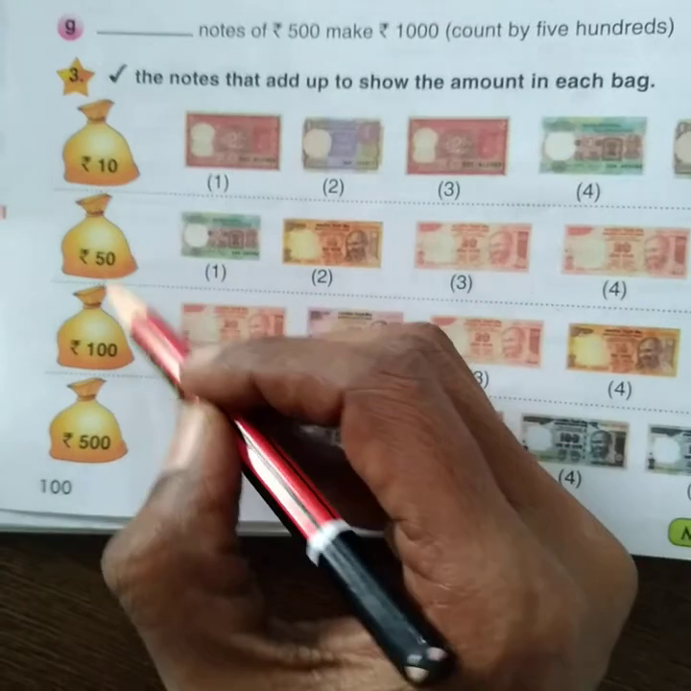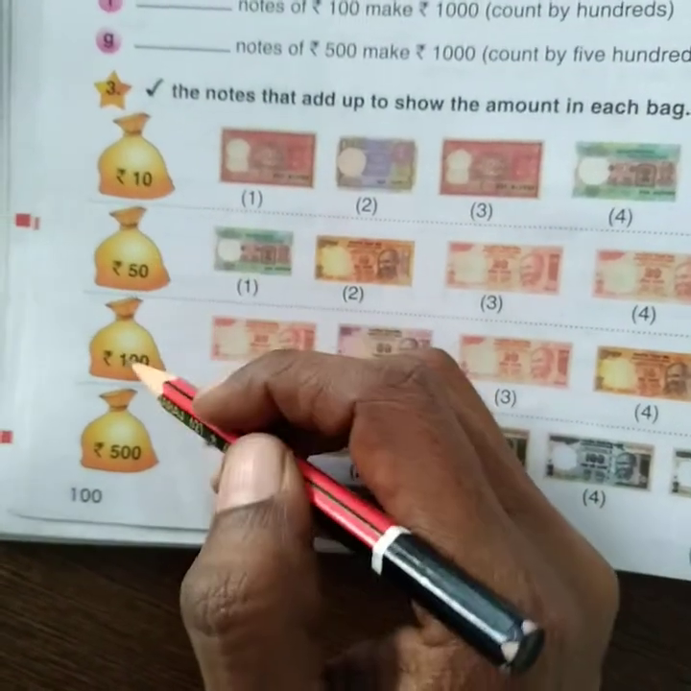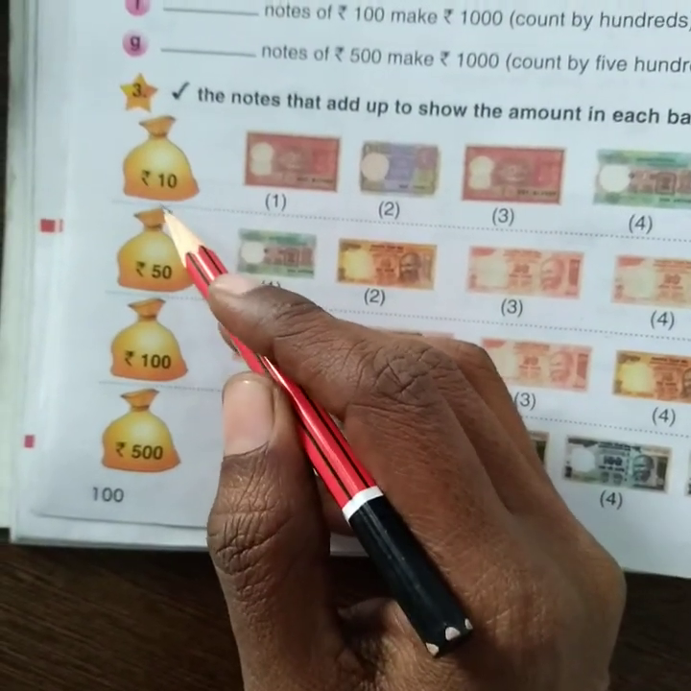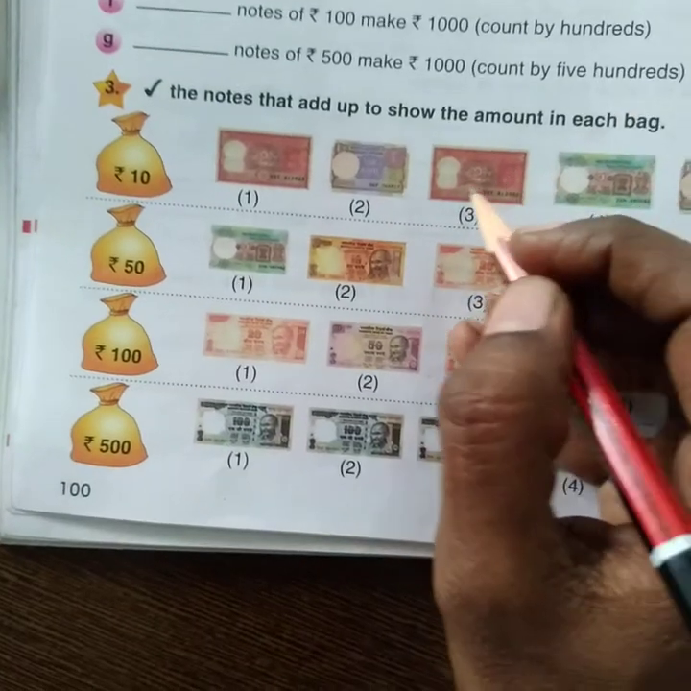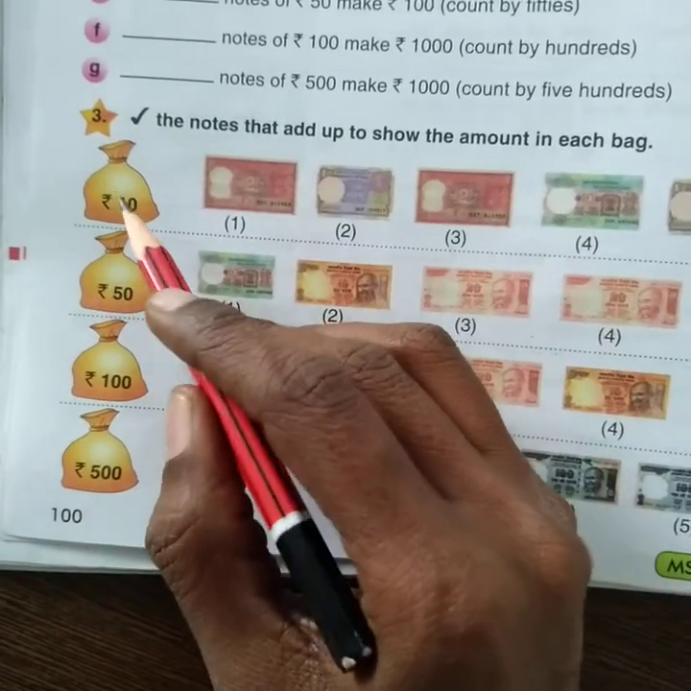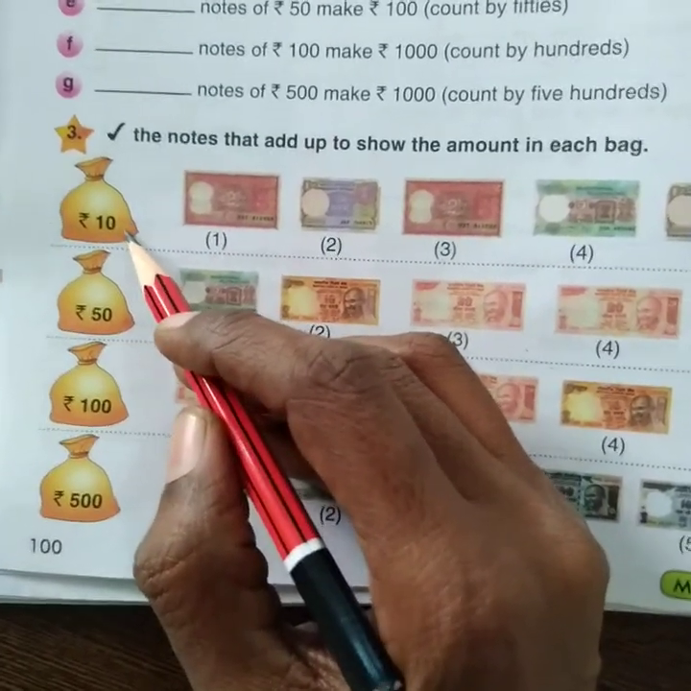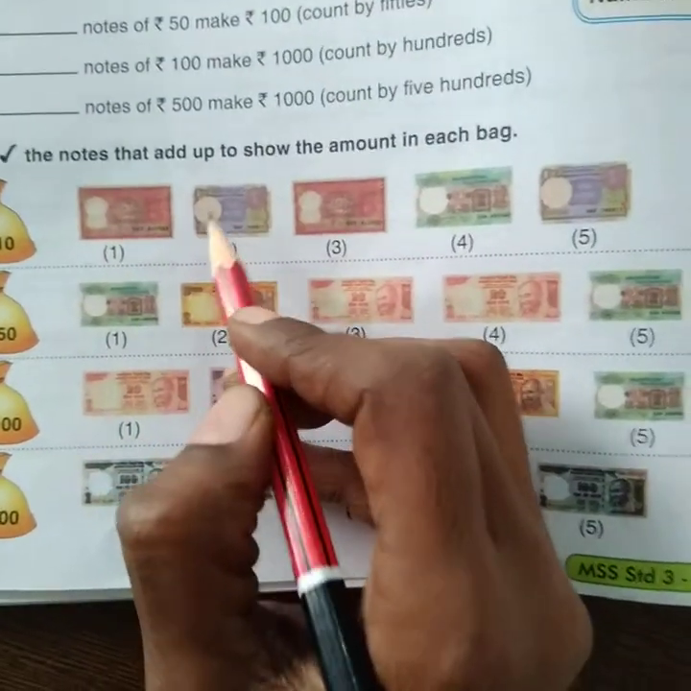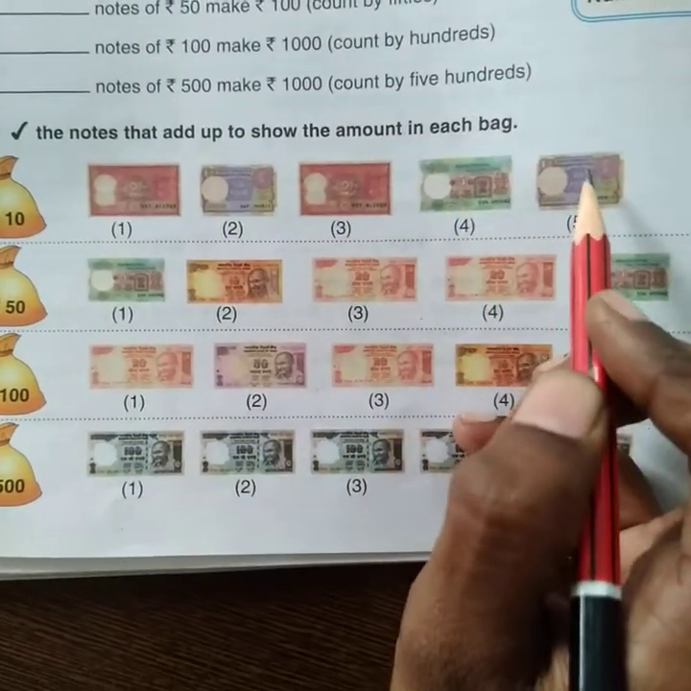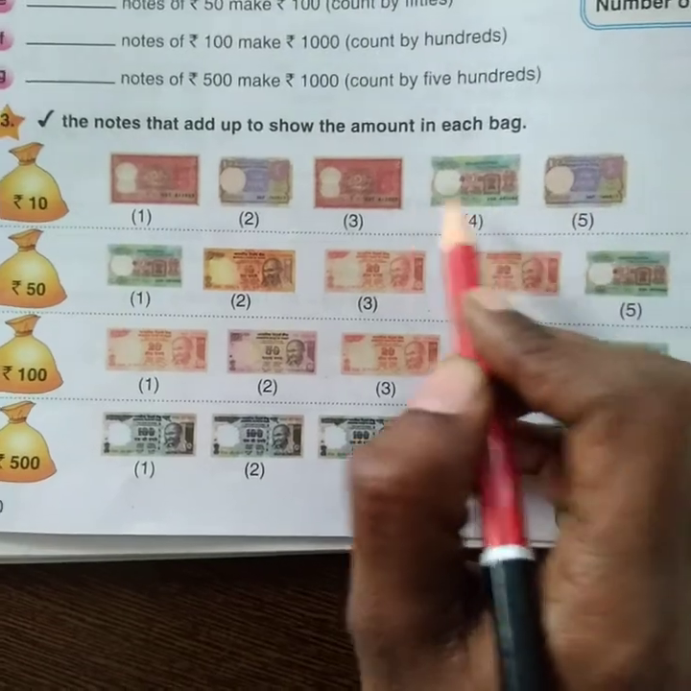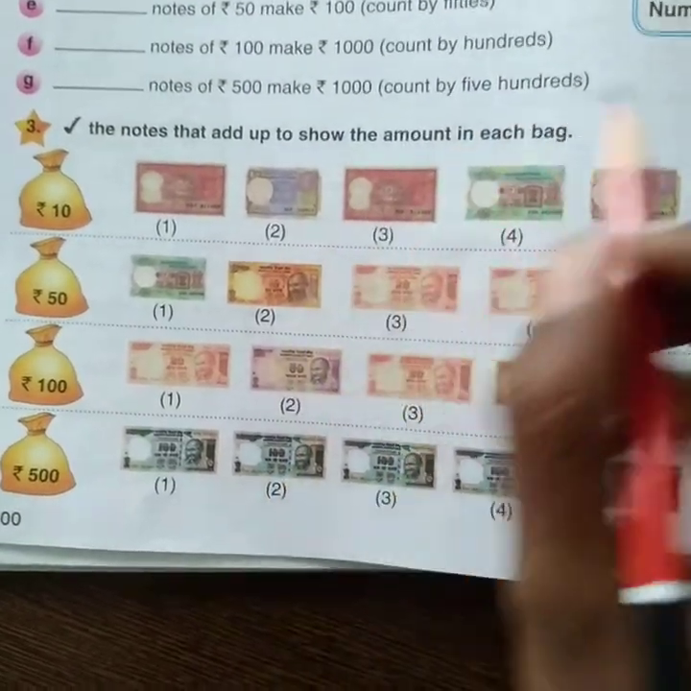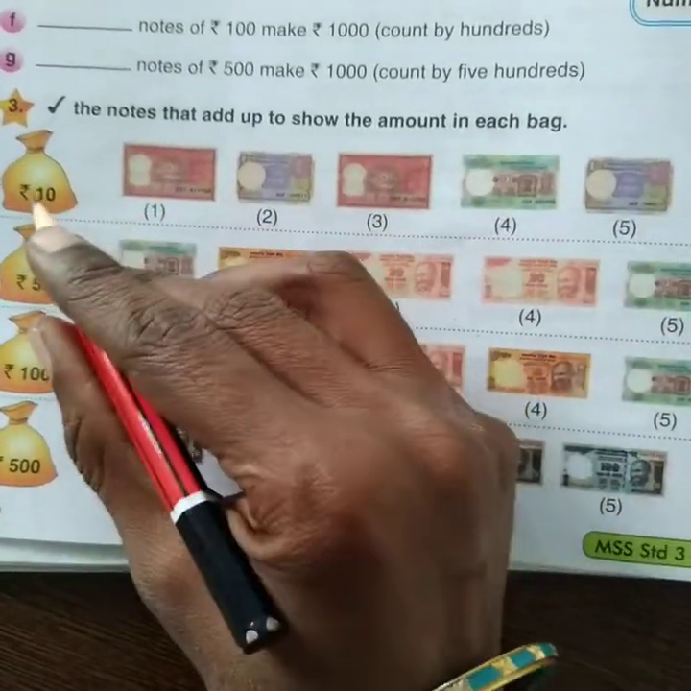So here they have given a bag. On the bag they have written how many rupees. So we have to tick the notes equal to this amount. So here we have 2 rupee, 1 rupee, 2 rupee, 5 rupee, 1 rupee. So here we have a total of 5 notes. We have to make the amount equal to 10 rupees.